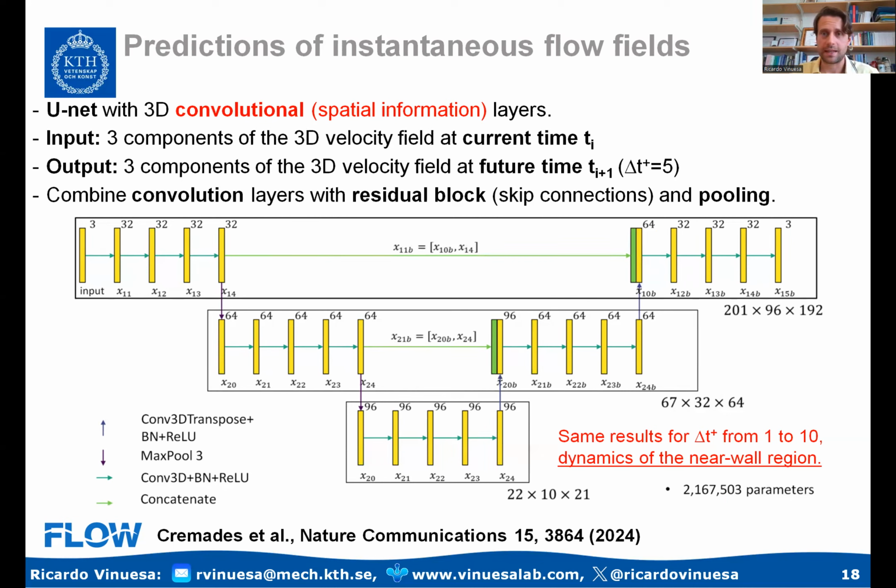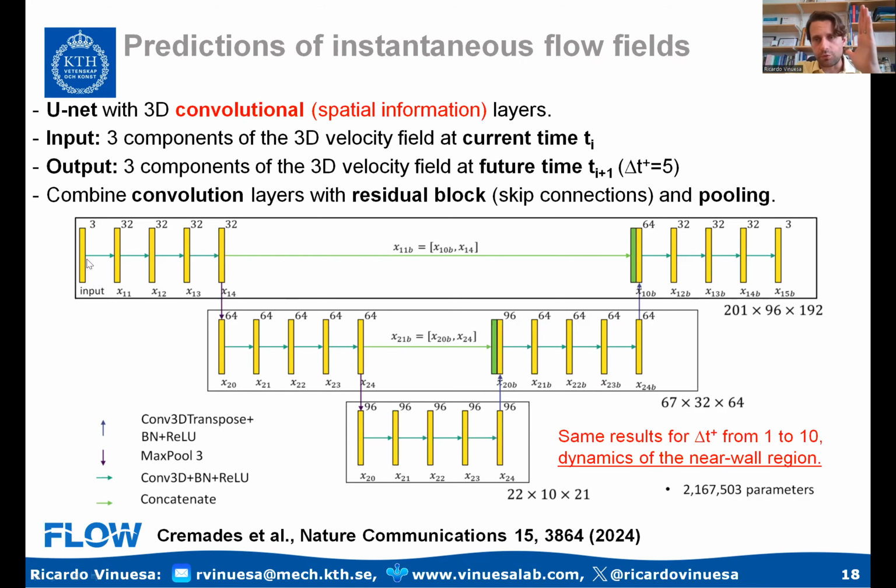our predictions. Our input is going to comprise three-dimensional flow fields: the three-dimensional flow fields of the U, V, and W fluctuations in the current step. And the output is, again, the three-dimensional flow fields of U, V, and W in a future step. And how far away are these input and output fields? The results that I'm going to be showing today are about 5 viscous times separation between both, but the results don't change between 1 to 10 viscous times. They're basically the same.